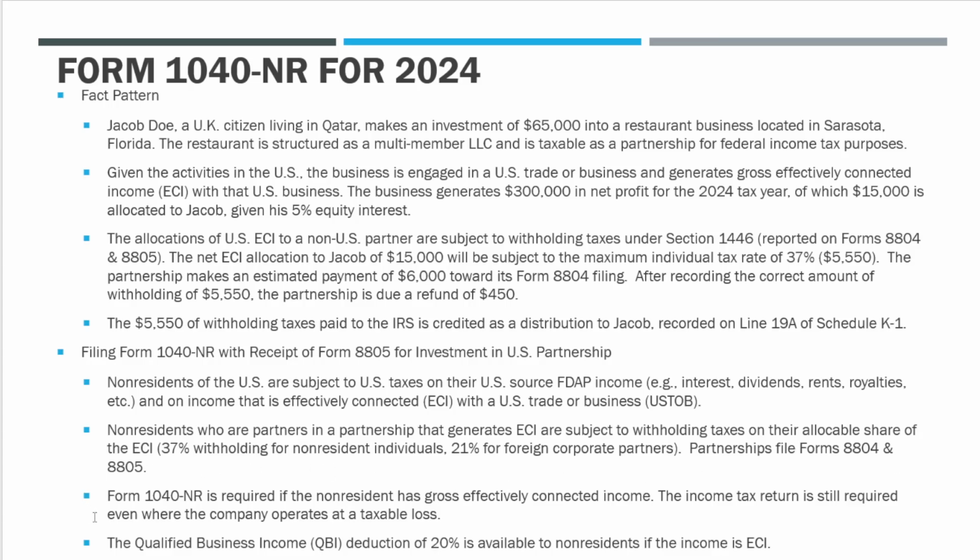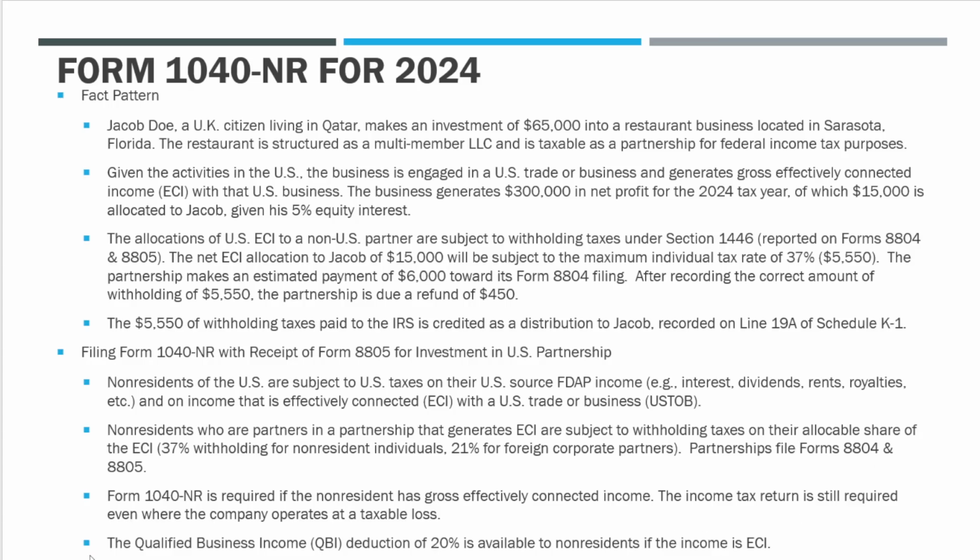Now, really important to remember here that the 8804, 8805 filings and the 1040NR, it's required if the non-resident has gross ECI. So even if partnerships have net losses, if they have any gross income that's effectively connected, they're still supposed to file the 8804 and 8805. There might not be any withholding tax required because there's no profit, but the filing obligation still remains.